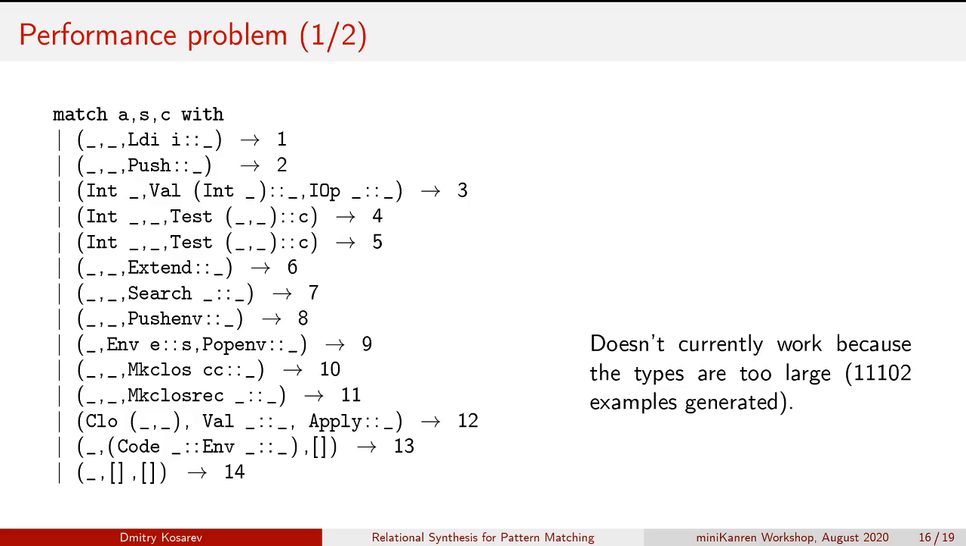Our approach currently doesn't scale well for big programs. This is an example from the PCF interpreter from Gordon Plotkin's paper. It has many clauses in it, it has many constructors in the scrutinee type, and to apply our synthesis we will need to generate 11,000 examples, which is a lot.